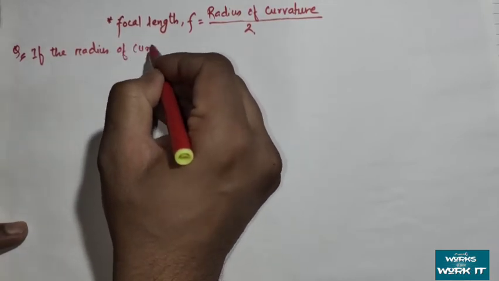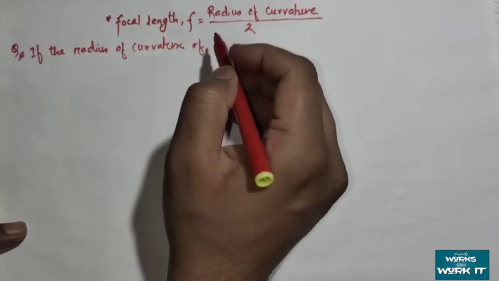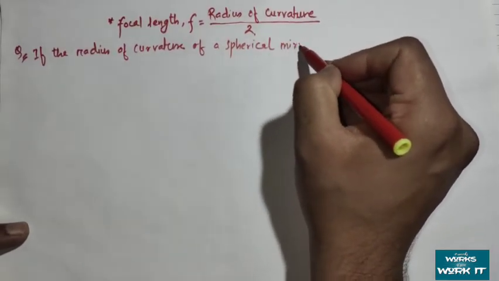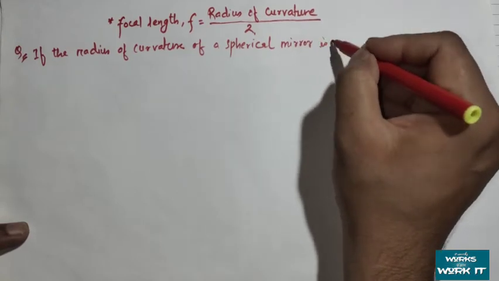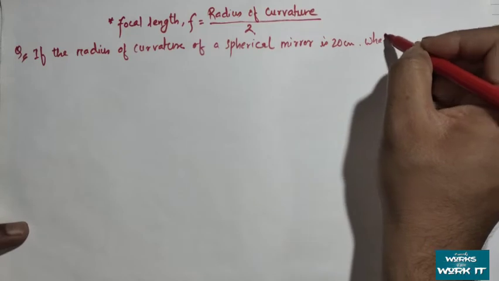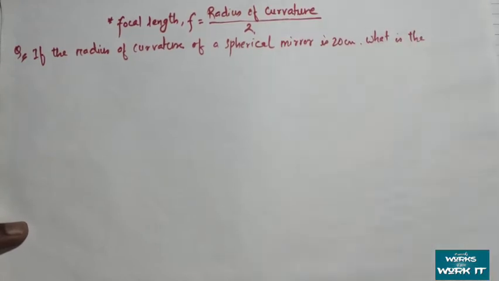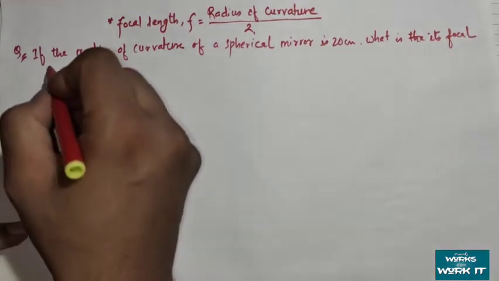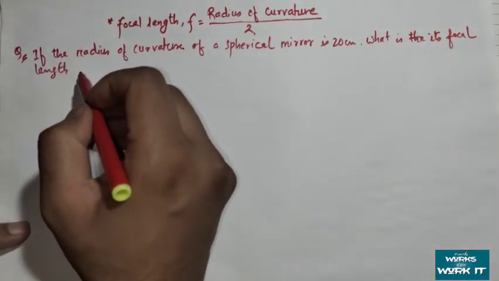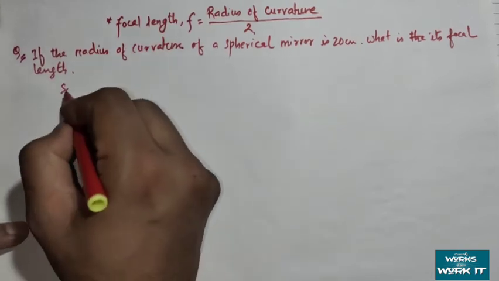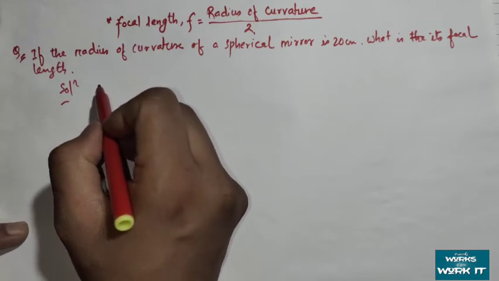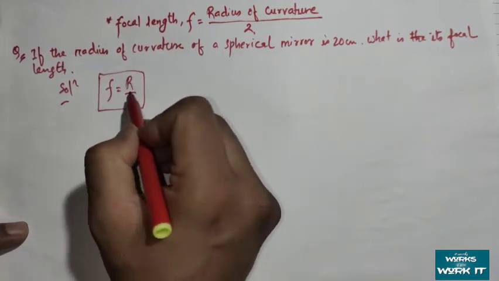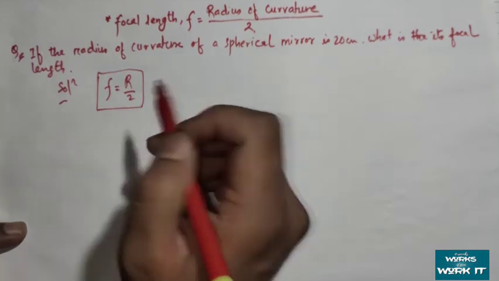If the radius of curvature of a spherical mirror is 20 centimeter, what is the focal length? So what will be the solution here? It is sure that we have to use the formula focal length is equal to half of radius of curvature.